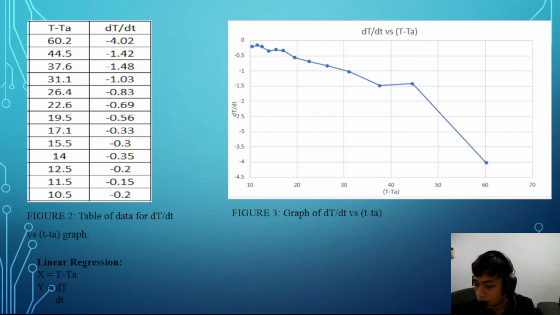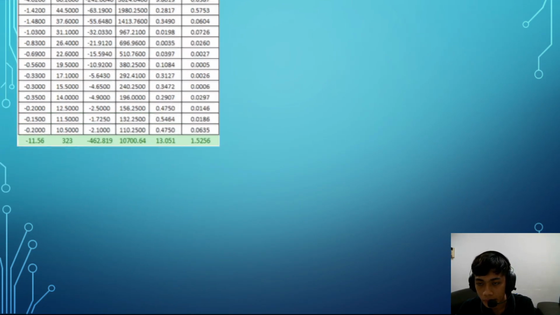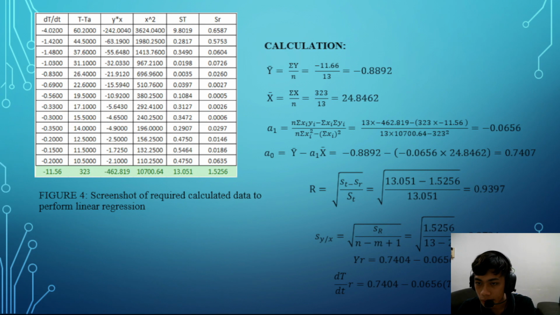And the last part, we will have to perform a linear regression. Here our x is T minus Ta and our y is dT over dt. As you can see, we are using Microsoft Excel also to calculate x times y, x squared, St and Sr. The goal of this linear regression is to obtain the equation for dT over dt. Here we can see our dT over dt is equal to 0.7404 minus 0.0656 times T minus Ta.